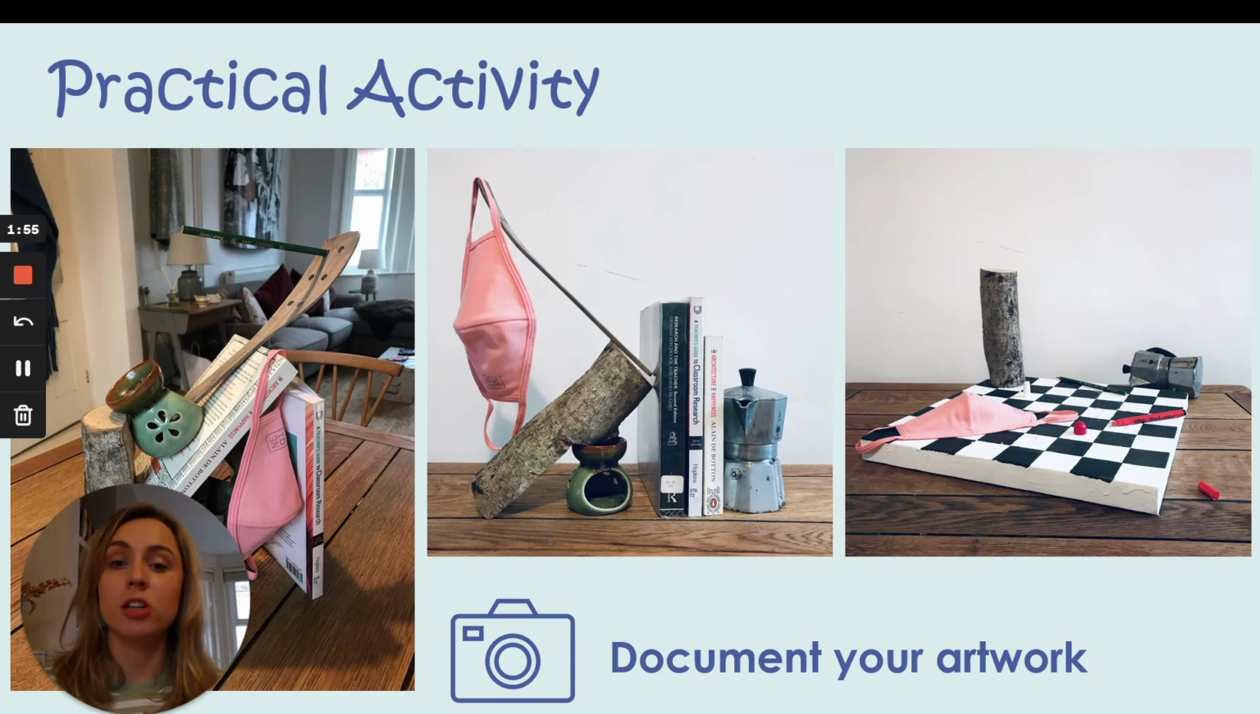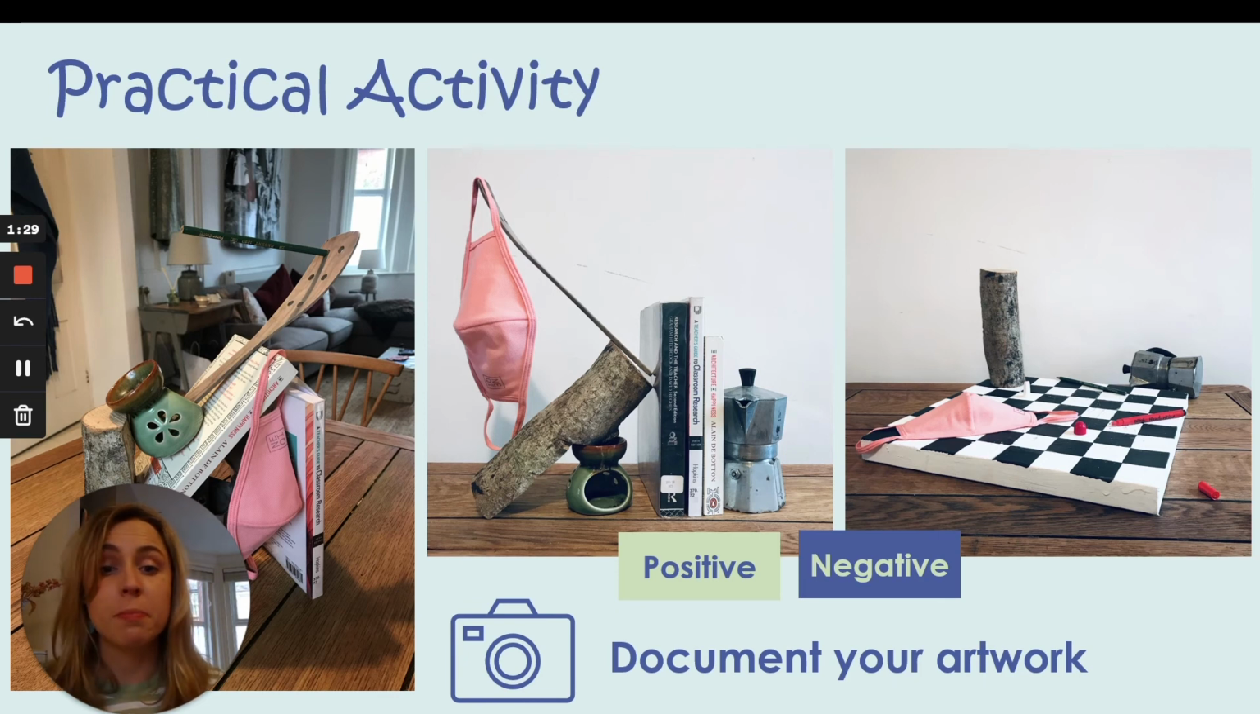So what I would like you to do with your 6 objects is start building them up and seeing how you can display them in different ways. And what you are doing is you're making your own assemblage sculptures. So when you're making artwork, it's important that you document everything you are doing.